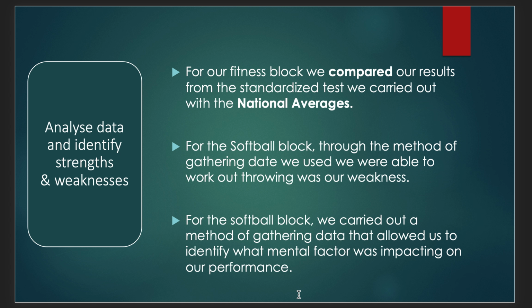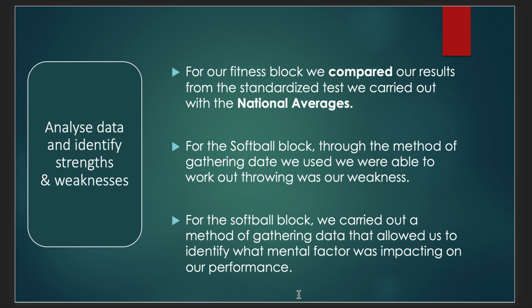Okay, so once we have gathered the data, you then have data to be able to analyze it to see if you can identify your strengths and weaknesses. You can't do that unless you have gathered the data. So that's why that is the very first step within the cycle of analysis. So in our fitness block, we carried out a standardized test. Once we had the results of our standardized test, we compared them with the national average to see what our results were compared to the national average. That helped us identify our weakness.